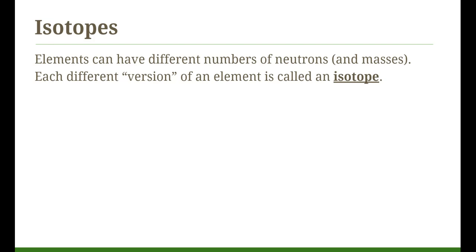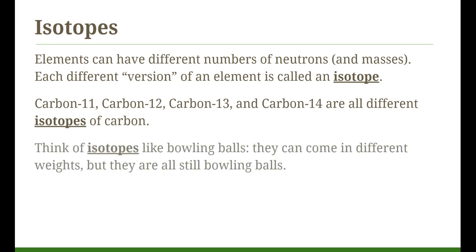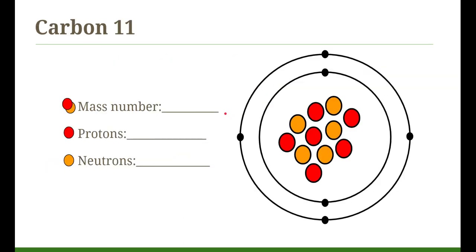Elements can have different numbers of neutrons, and the neutrons inside of the nucleus affect the mass of the overall element, the overall atom. Each different version of an element is called an isotope. So carbon 11, carbon 12, carbon 13, and 14 are all different isotopes of carbon. They all are carbon, but they have different sized nuclei. You can think of isotopes as bowling balls because they can come in different weights, but they're all still bowling balls. Just like these isotopes come in different weights, but they're all carbon atoms.